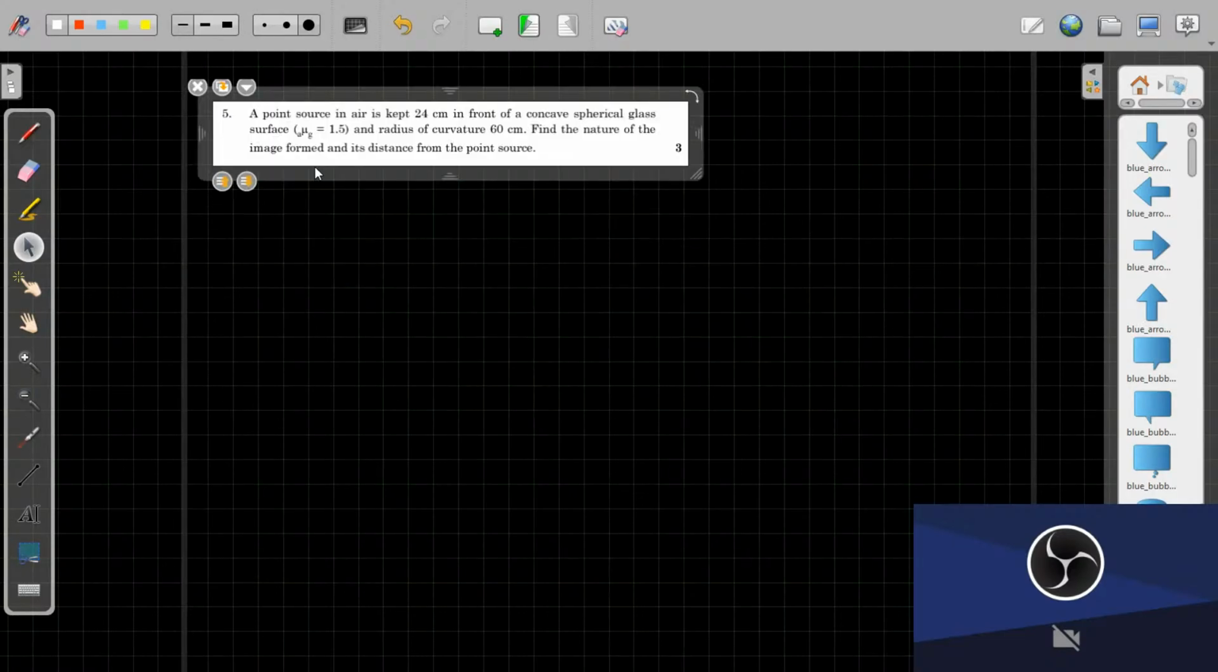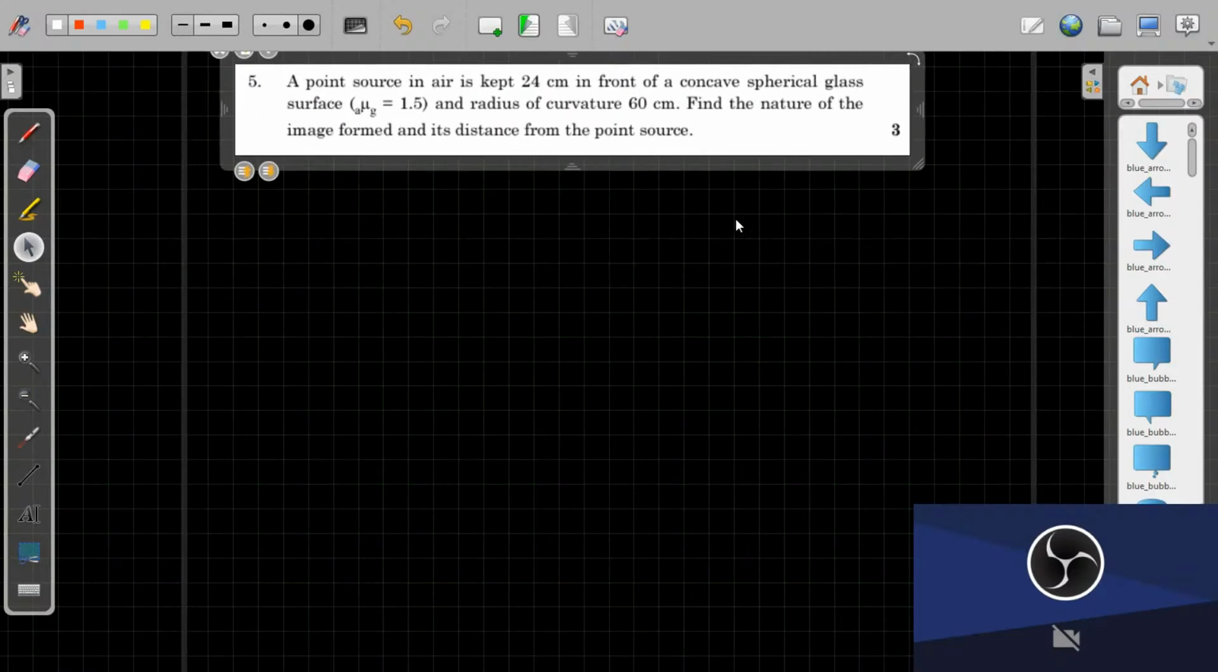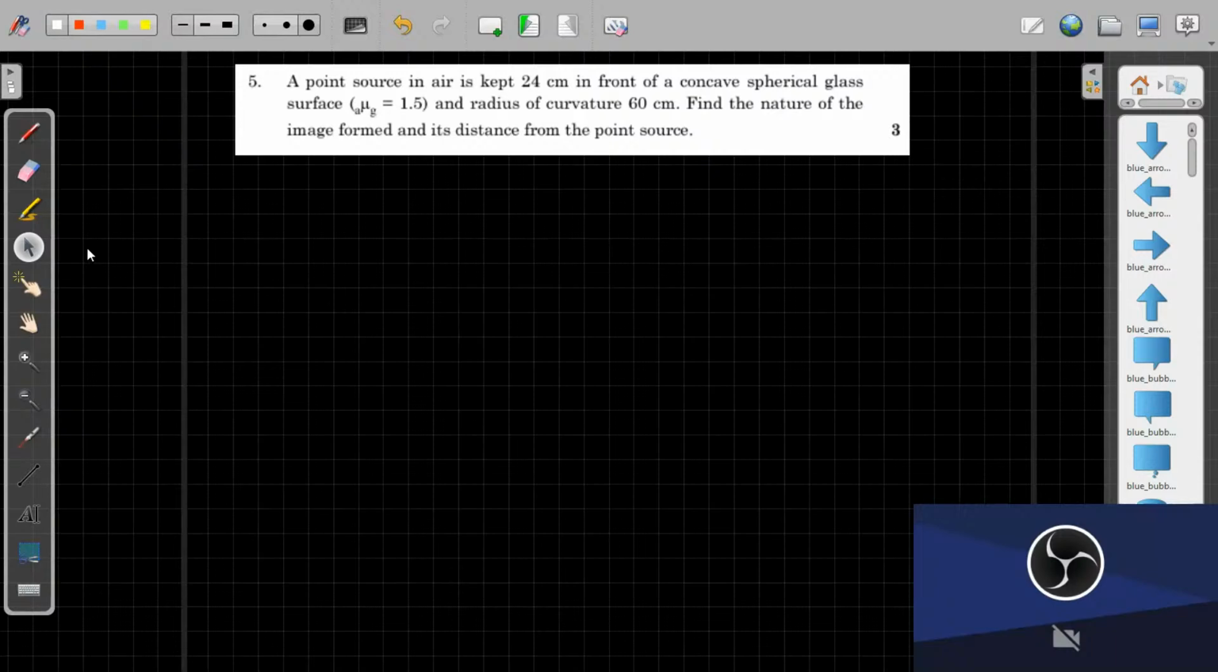This is from ray optics. For ray optics, a point source in air is kept 24 centimeter from a concave spherical glass surface, and the radius of curvature is 60 centimeter. So let's see. Let us draw the concave surface.